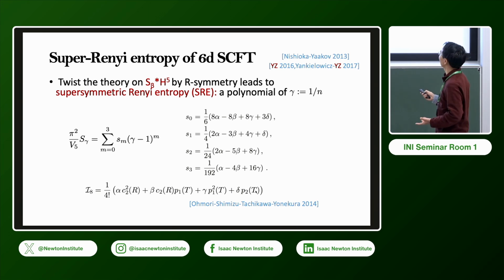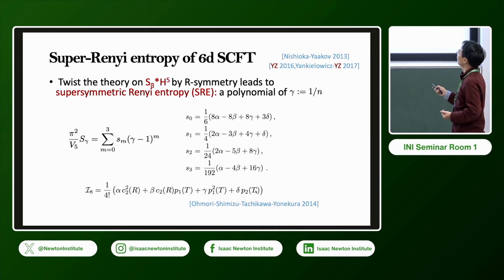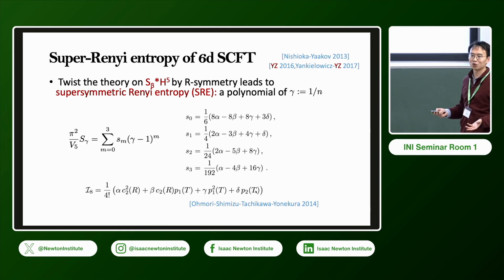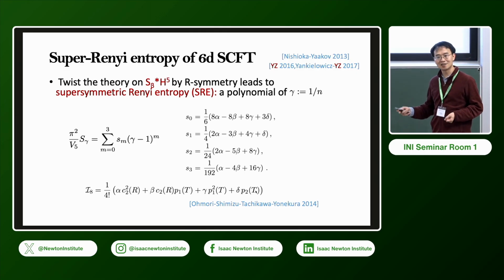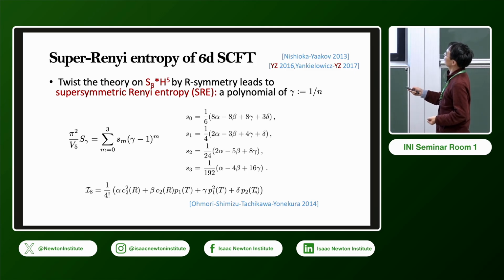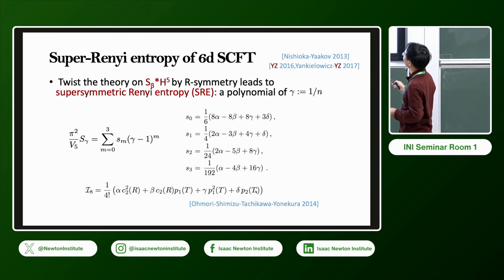Okay? So you carefully check that there is a way, actually a very simple way, to twist this geometry to preserve supersymmetry. For example, you can try to work out the Killing spinor equations. You realize the background field is something proportional to n minus 1, where n is the Rayleigh index. So after this twisting, you can get something called supersymmetric Rayleigh entropy. It was initially introduced by Nishioka and Yaakov, and later we followed the idea and computed this object in 4 dimensions, also 6 dimensions.